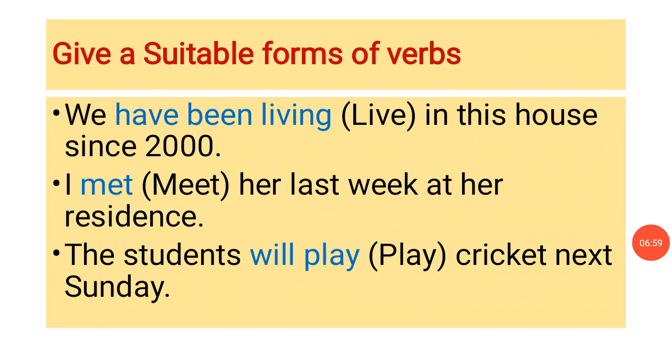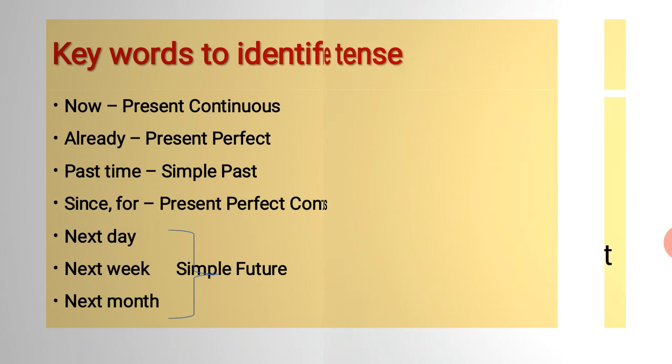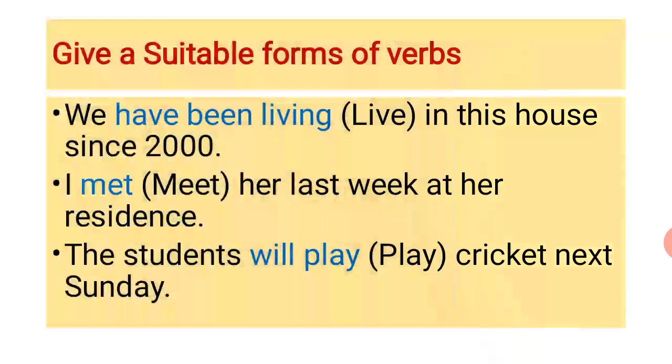So the questions will be asked like that. Give suitable forms of verbs. We does live in this house since 2000. So since is from the present perfect continuous tense. See the slides. So we put in the present perfect continuous: have been living.